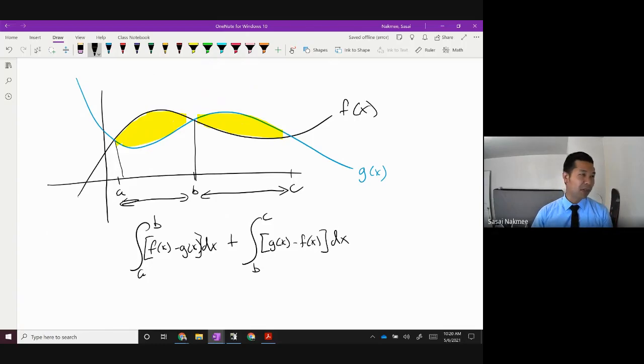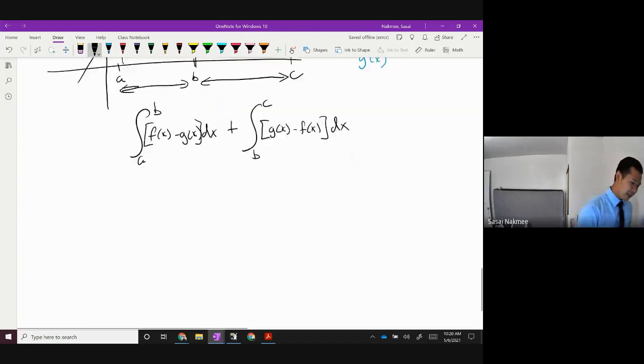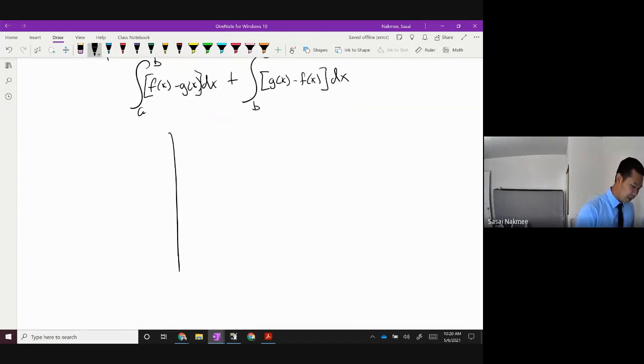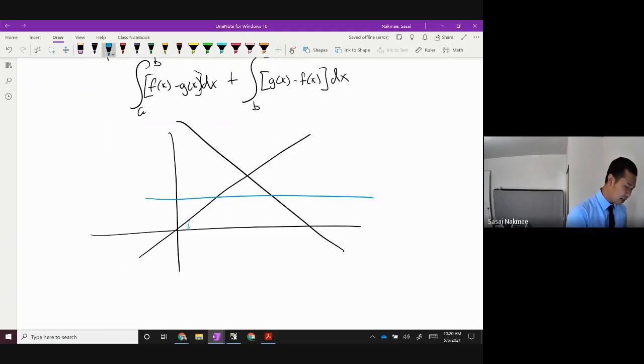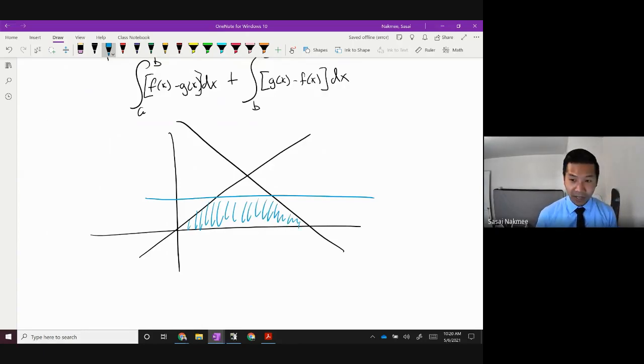Sometimes they don't even switch. Sometimes they do some weird stuff. I've seen problems where they draw out a function, and one function does this, another function does this, and you think that this is the area you need to find, and then they throw a monkey wrench in there and say, just kidding, there's also a third function that does this, give me this area. I kid you not, this happens.